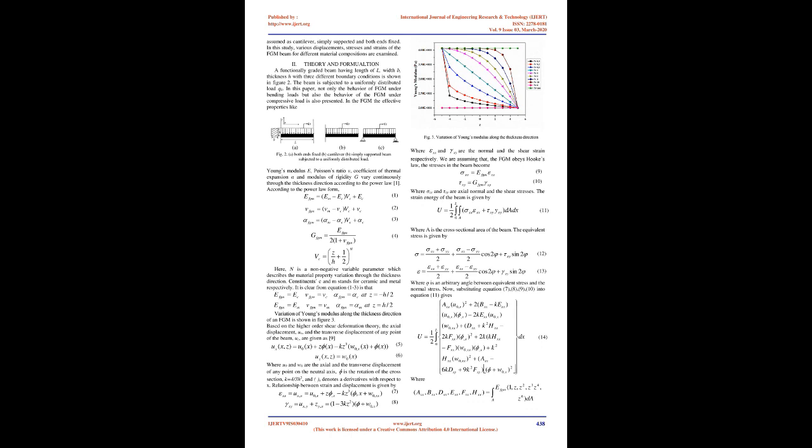In this paper, the static analysis of a 10-layered ZrC structural steel FGM has been done, and the natural frequency behavior of an FGM under no load for different boundary conditions was also investigated. The analysis has been done by the finite element method. It is assumed that the material property of the beam varies through its thickness direction according to the power law 1. The boundary conditions are assumed as cantilever, simply supported and both ends fixed. In this study, various displacements, stresses and strains of the FGM beam for different material compositions are examined.